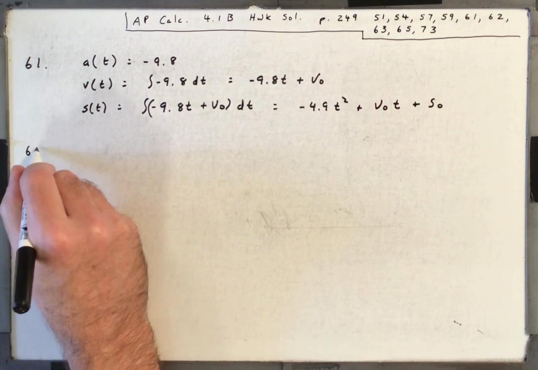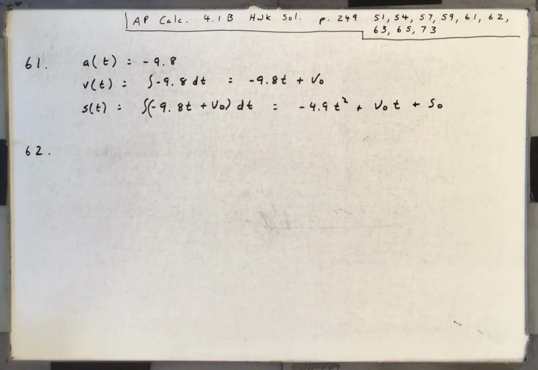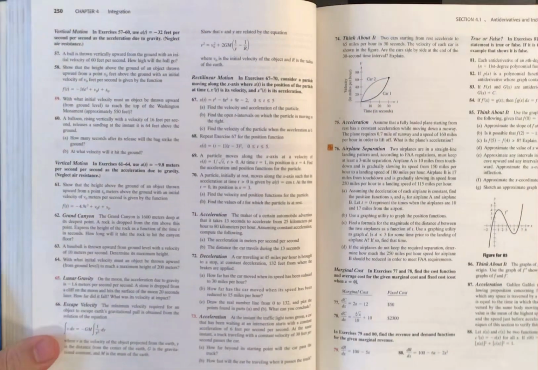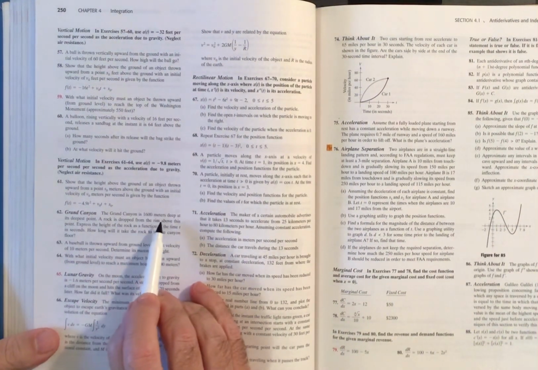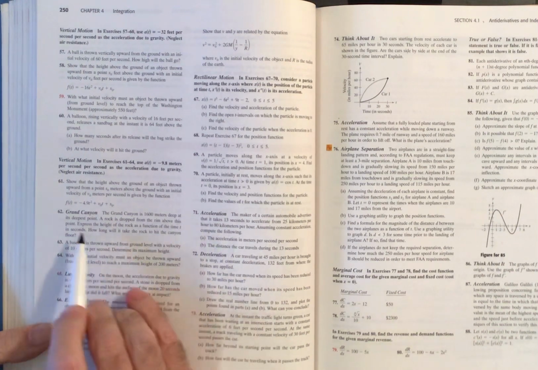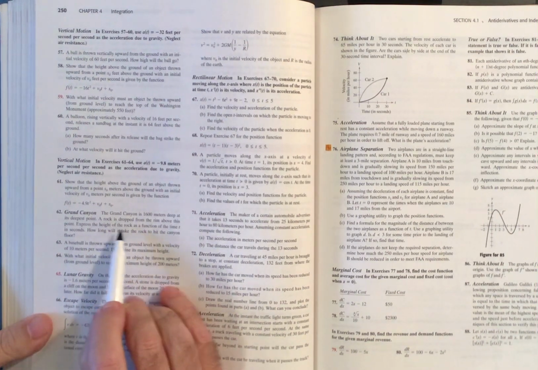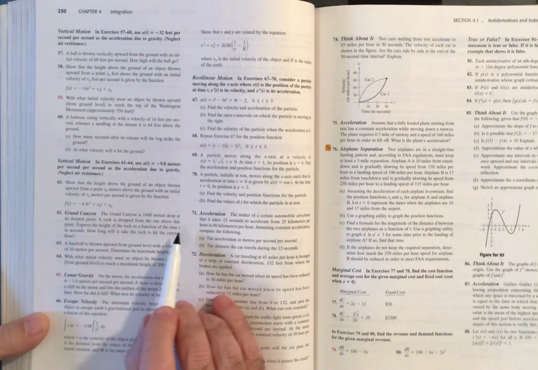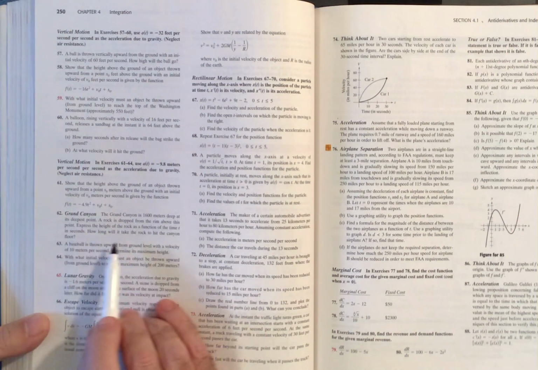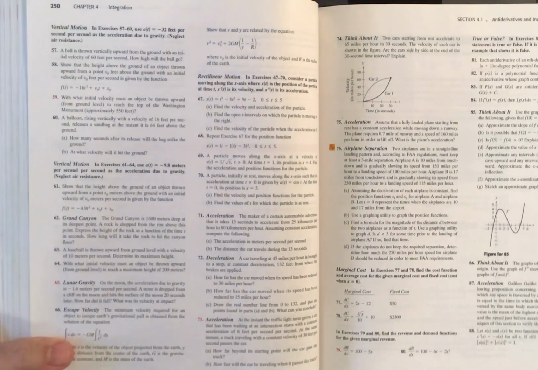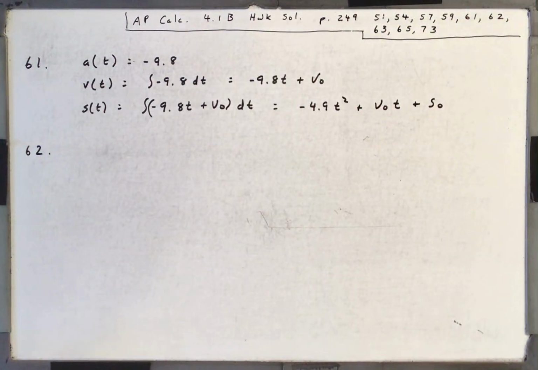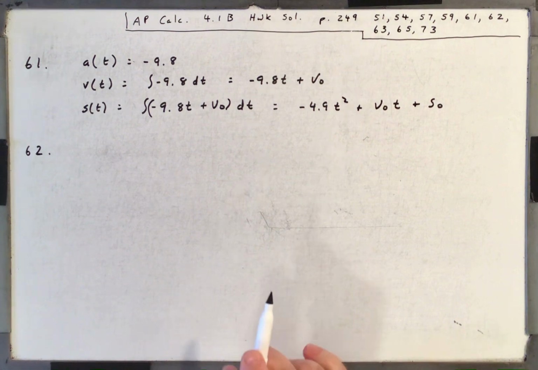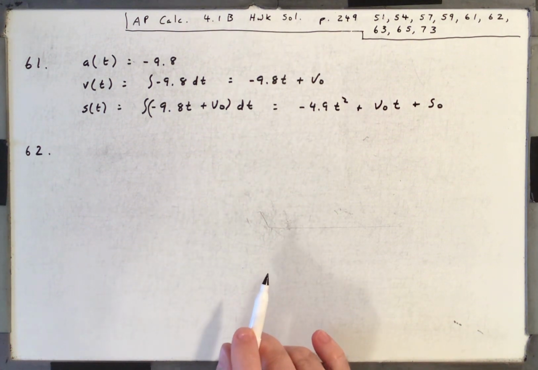So let's look at 62. Grand Canyon. The Grand Canyon is 1,600 meters deep, so that's about a mile at its deepest point. A rock is dropped from the rim above this point. Express the height of the rock as a function of time t in seconds. How long will it take the rock to hit the canyon floor?